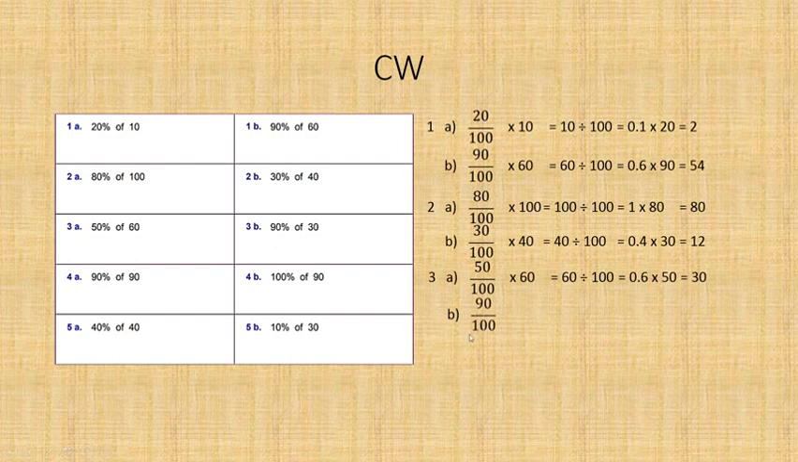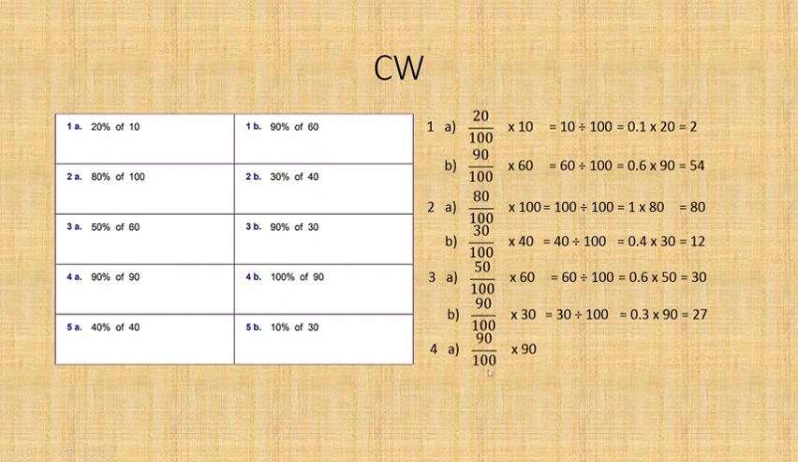90% of 30. So 90% means 90 over 100, multiplied by this number, which is 30. Taking this number again and dividing it by 100, it's going to be 0.30, and 0.30 means 0.3, and multiplied by the numerator it's going to be 0.3 times 90, which equals 27.